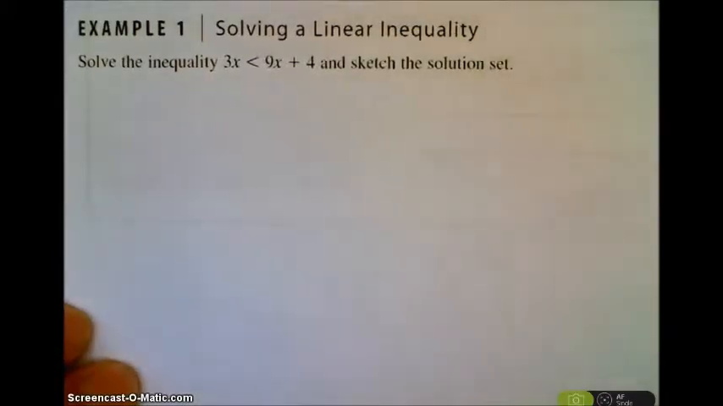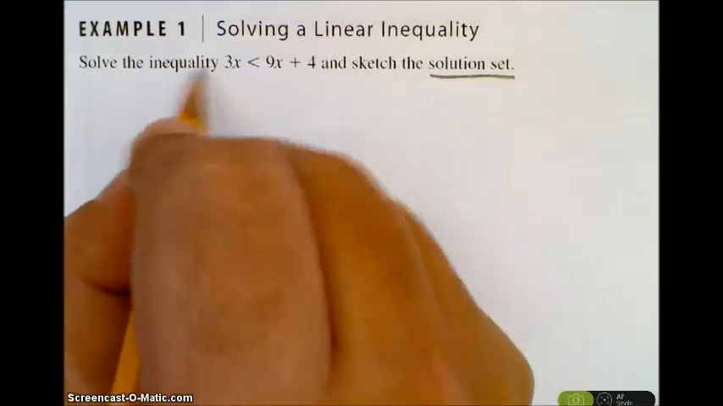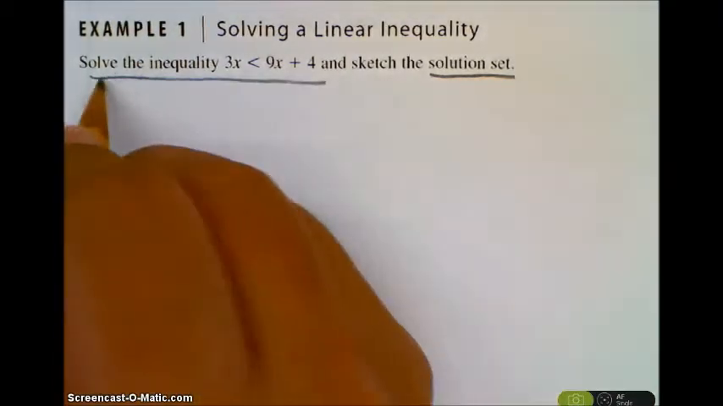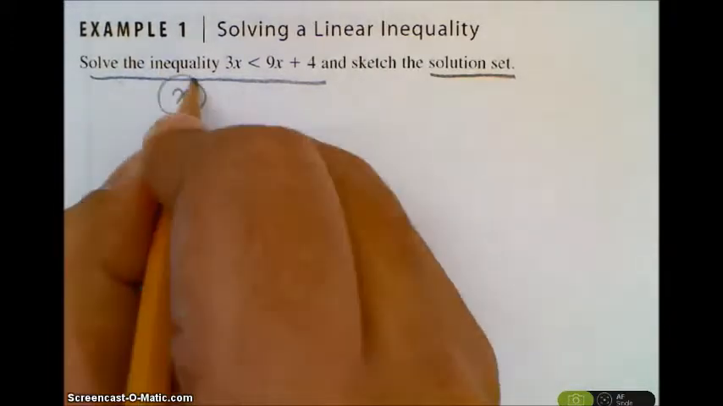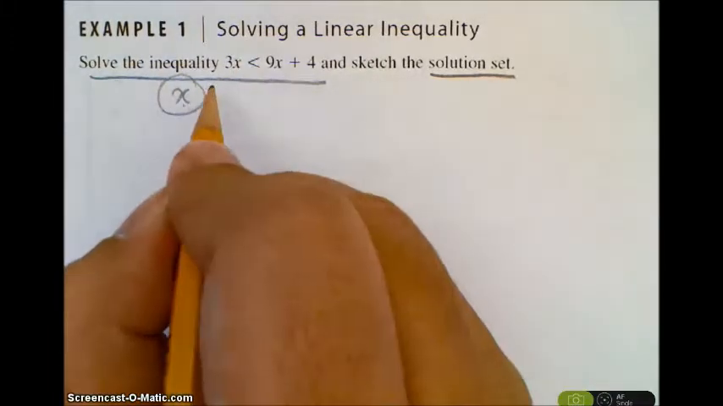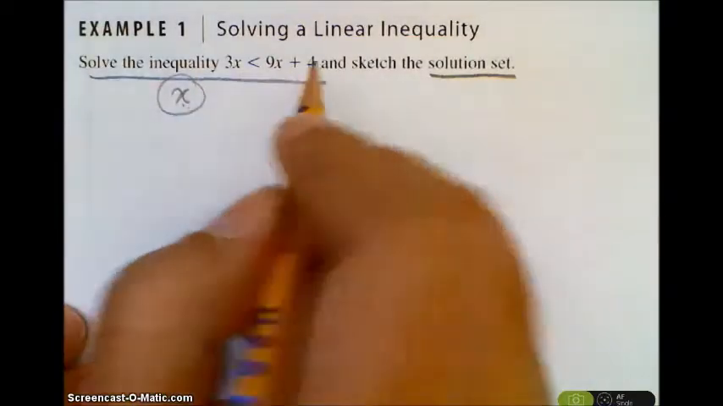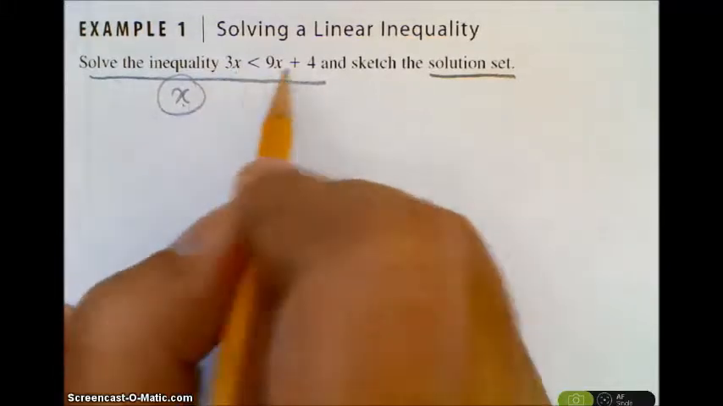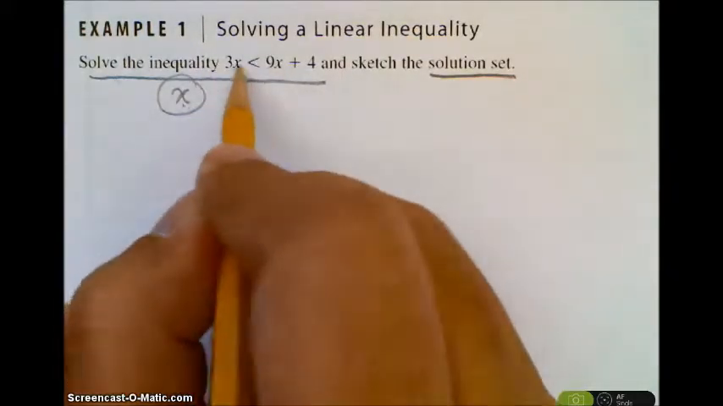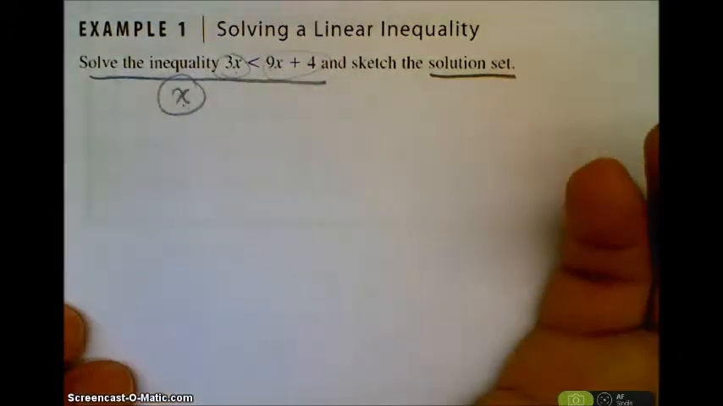Okay, it says solve the inequality and sketch the solution set. We're going to talk about what's the meaning of this. But first, let's solve the inequality. Solving the inequality means I want to know what values of x make this inequality true. And I don't know that yet because I'm going to have to try x equals 1, x equals 2, and x equals 3, and so on, to be able to tell when 3x is less than 9x plus 4.